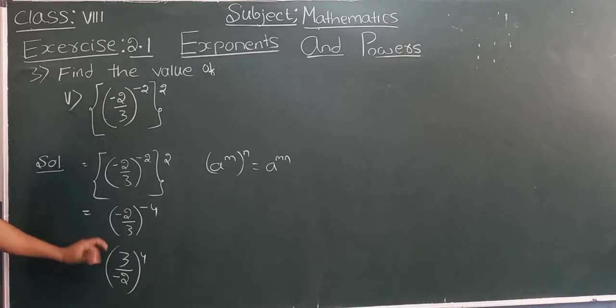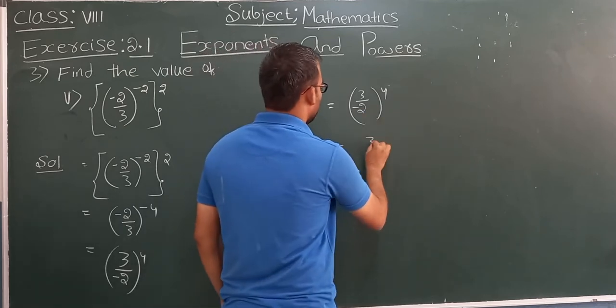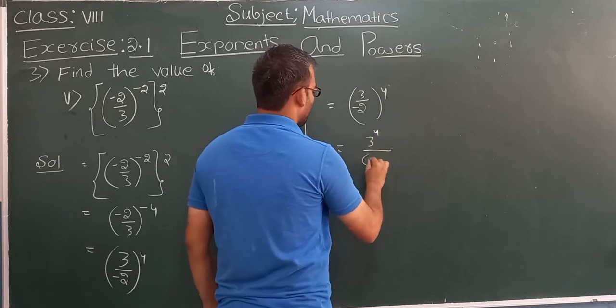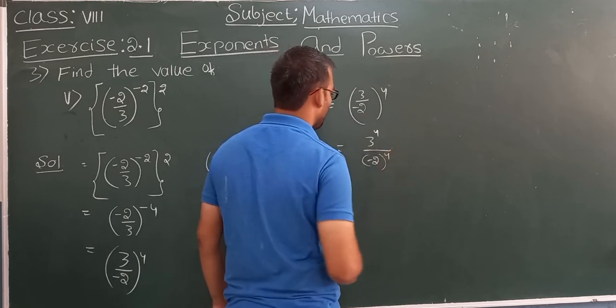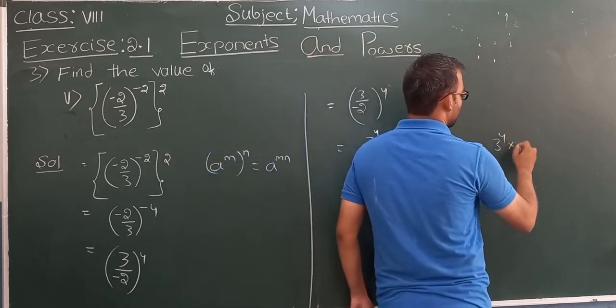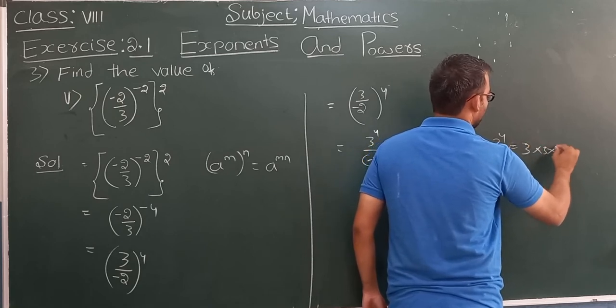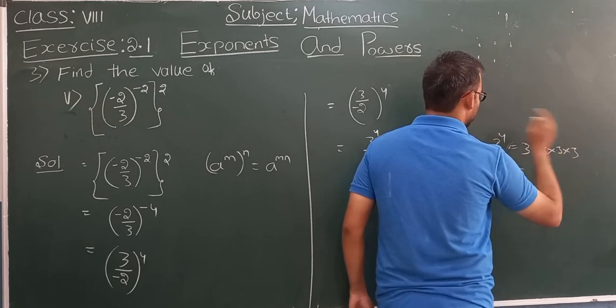Okay, when we take the reciprocal of the base, we get the positive exponent. Friends, we now have (3/-2) to the power 4. This can be written as 3 power 4 over, as there is a minus, put a bracket and write 4. We know that 3 power 4 means 3 into 3 into 3 into 3. 3 3s are 9, 9 3s are 27, 27 3s are 81.